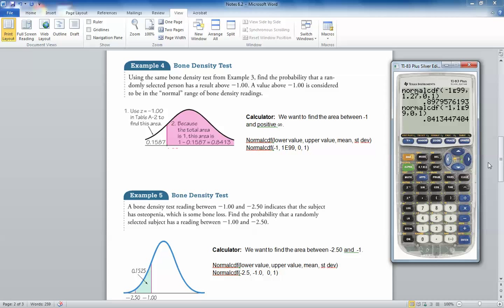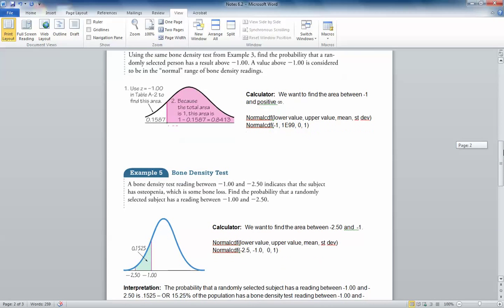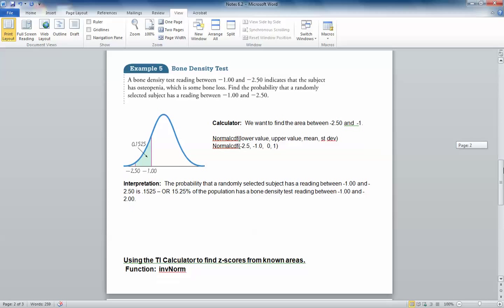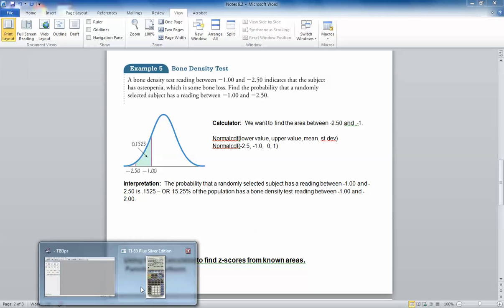All right, example 5. Now we've looked at areas to the right, areas to the left, and the next example is going to look at areas in between. So now we have a bone density test reading between -1 and -2.5, and that indicates a subject has osteopenia, which is some bone loss. So we want to find the probability that a randomly selected subject has a reading between those two numbers. This one's a little easier to type in because we don't have to worry about infinity.